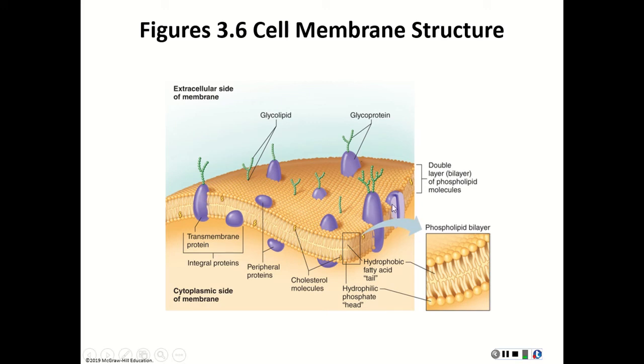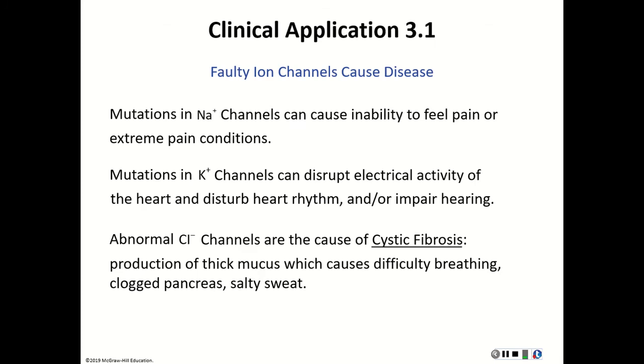Going back to these channels, there are certain diseases that are caused by genetic defects of these channels. For example, with a mutation in the sodium channels, we'll find out that sodium ions are very important for the function of the nervous system. So a mutation in those channels can lead to the inability to feel pain, or sometimes extreme pain conditions. Mutations in potassium channels: potassium, again, we'll find out later on, is very important for the function of the heart. So any mutation in potassium channels can lead to the disruption of the electrical activity of the heart, which can lead to arrhythmias. It could also lead to impaired hearing.